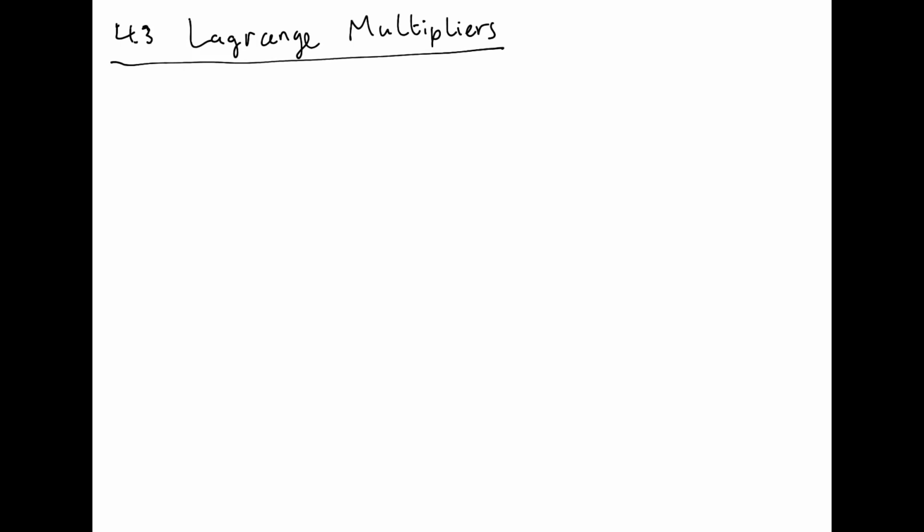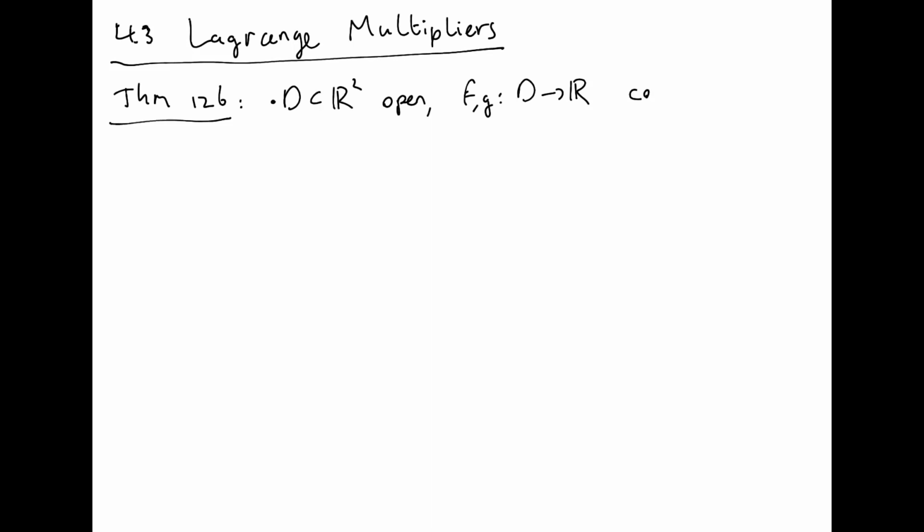For this, we're going to use theorem 126, which I will first explain. So the assumptions of the theorem is that D is a subset of R2, which is open. And now in this case we have two functions, f and g, which are both defined on D, which have continuous first order partial derivatives.